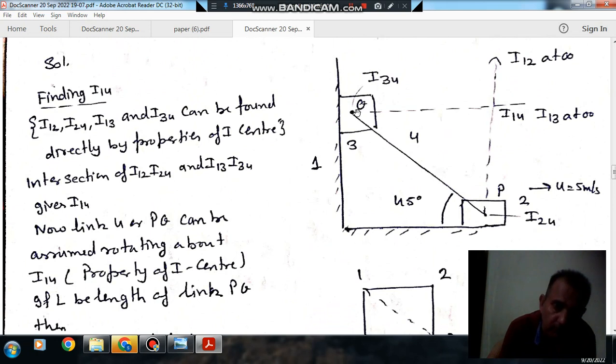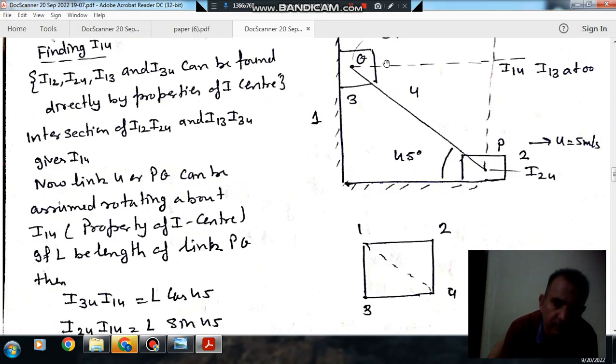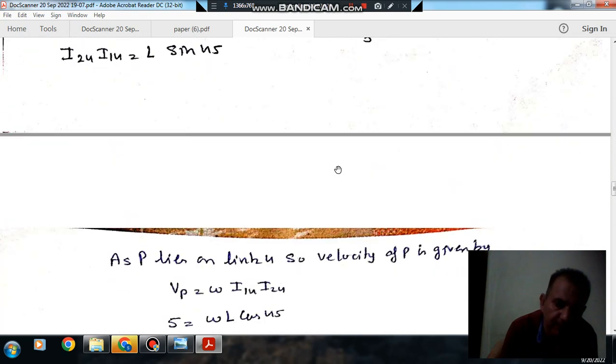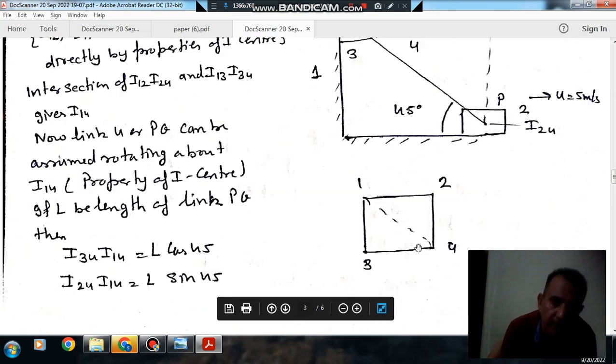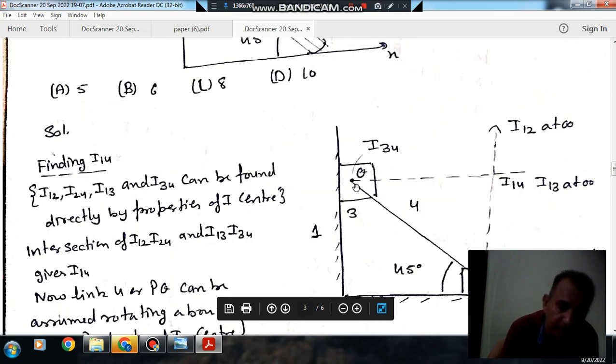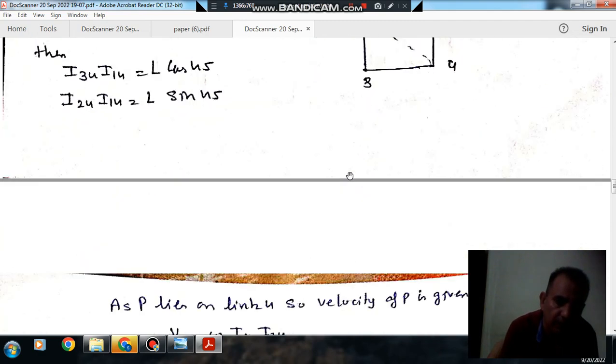Now to find the velocity of Q, we multiply the angular velocity by this distance, that is I34 I14. So VQ will be the angular velocity multiplied by this distance, which is L sin 45. Since L sin 45 and L cos 45 are the same, it will be 5 meter per second. This is the velocity of point Q, and it is also the velocity of the slider, because this point is also on the slider and the slider has the same velocity at all points. So the answer is 5 meter per second.